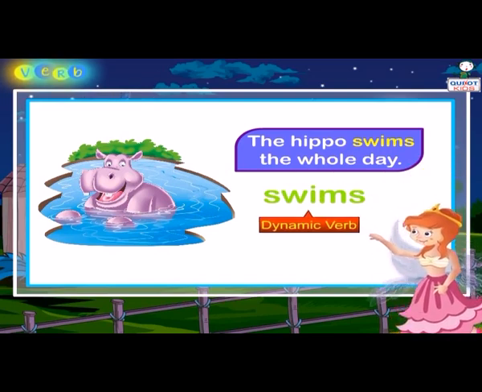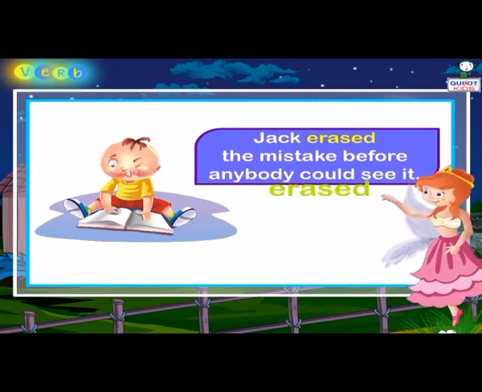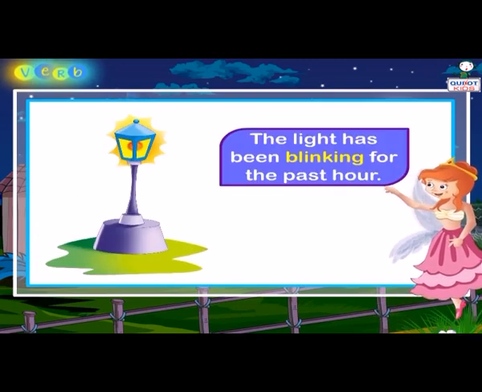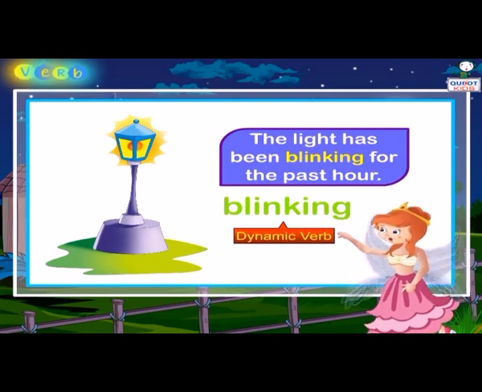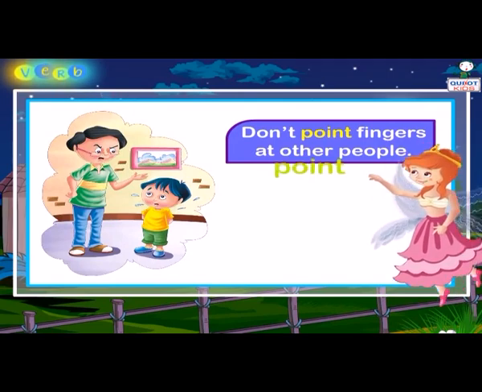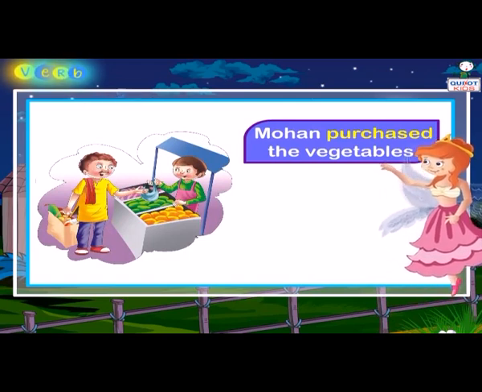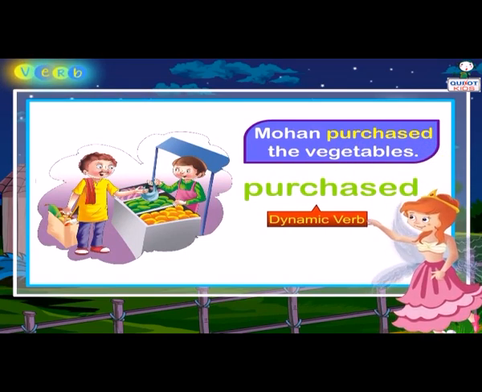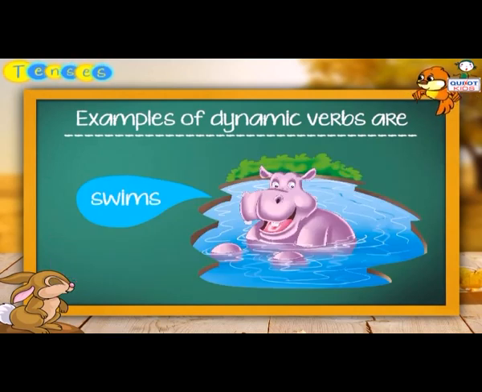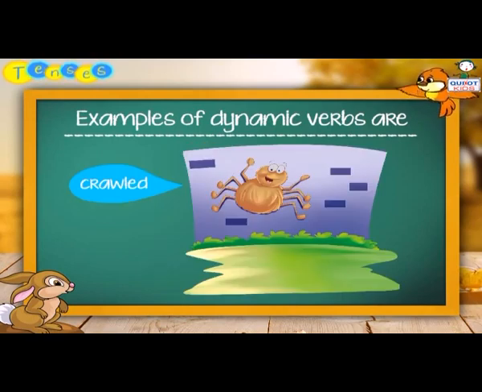Swims is dynamic verb. Jack erased the mistake before anybody could see it. Erase is dynamic verb. The light has been blinking for the past hour. Blinking is dynamic verb. Don't point fingers at other people. Point is dynamic verb. Mohan purchased the vegetables. Purchase is dynamic verb. Examples of dynamic verbs are purchased, swims, erased, blinking, point, crawled, and so on.